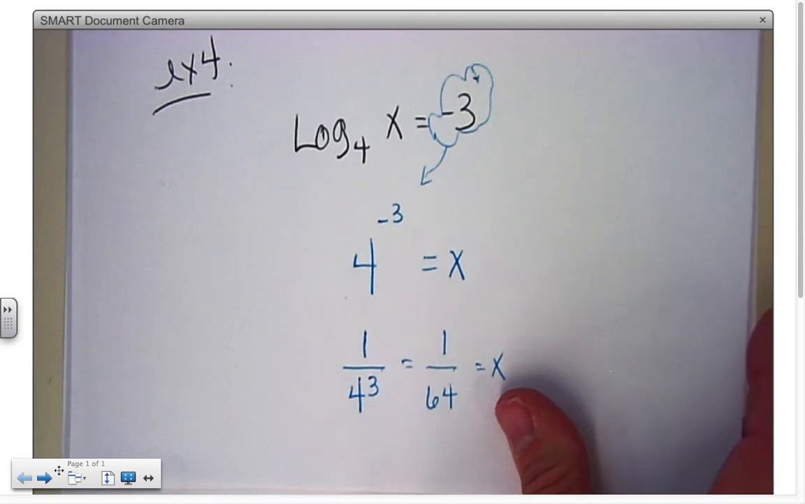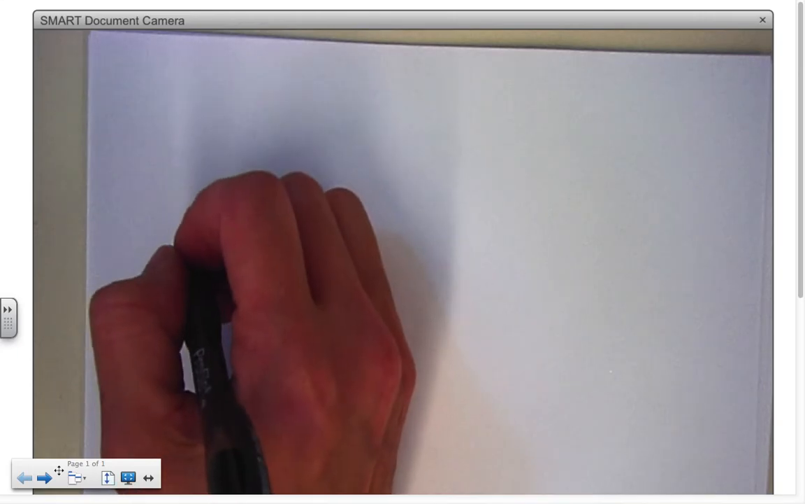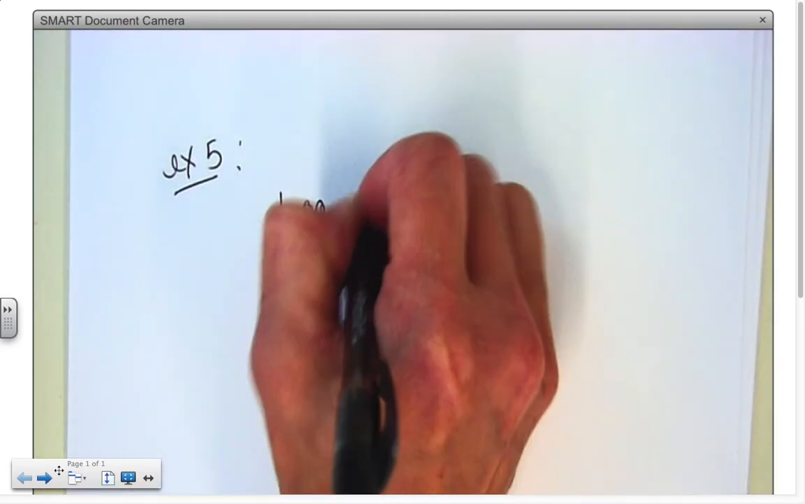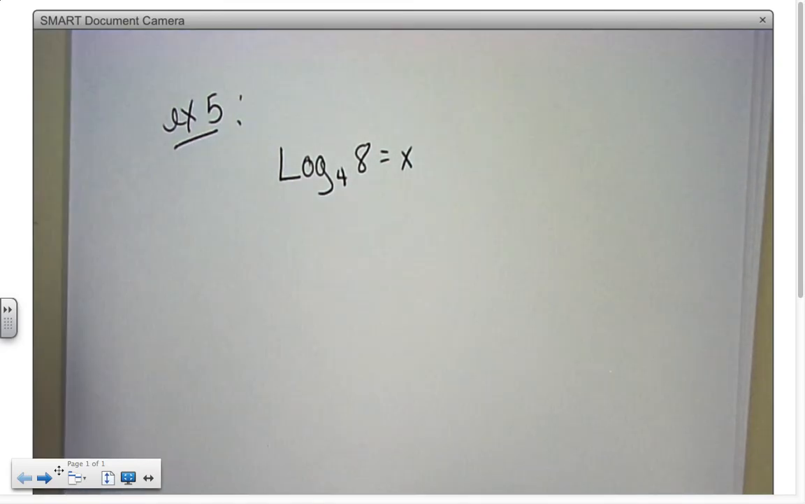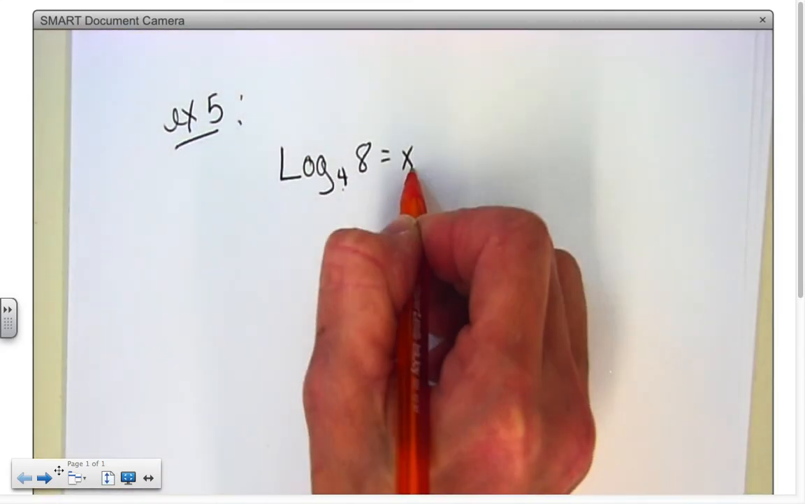I think that we're okay. Actually, I've got one more for you because I did forget that I gave you a sheet to do, so I want to make sure that the video is not too long so you can do your practice. So this will be our last example. Let's call it example 5. Log base 4 of 8 equals x. All right, the switch from log to exponential will be 4 raised to the x equals 8.